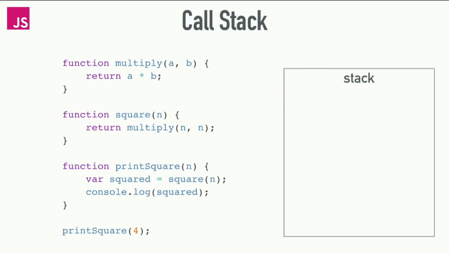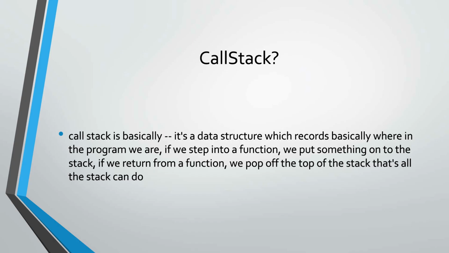Okay, this is an example. We only have a call stack right now. Sorry, I'm going to talk about the call stack first. The call stack is basically the data structure which records where in the program we are. If we step into a function, we put it on the stack, and when we return from the function, we pop it off the stack. That's what the stack does.